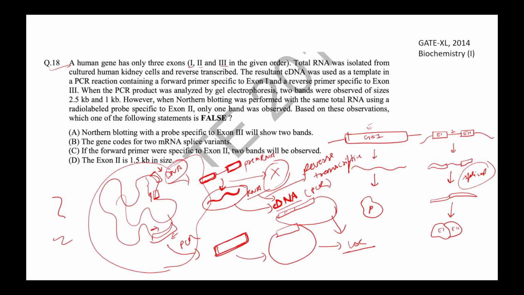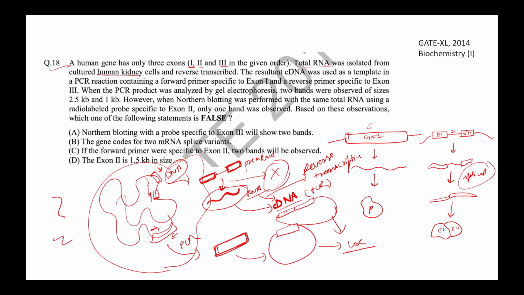So in their study they have shown that this gene has 3 exons, 1, 2, 3, and they have isolated total RNA from the cultured human kidney. Suppose we have read about differential gene expression. All the parts of our body contain the same genome, but some genes express in particular organs only. So suppose this particular gene expresses only in kidney, that is why they cultured the human kidney, and from there they isolated the RNA.